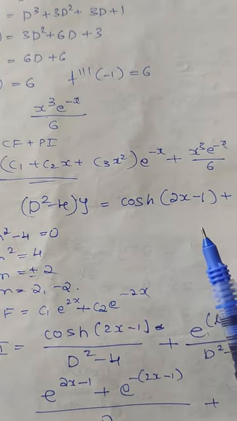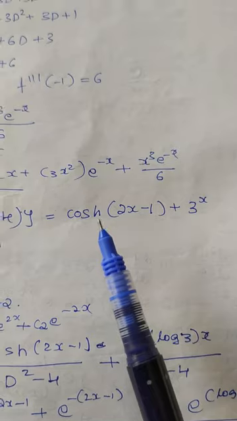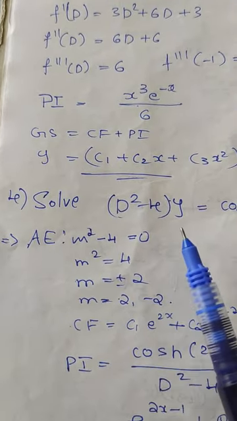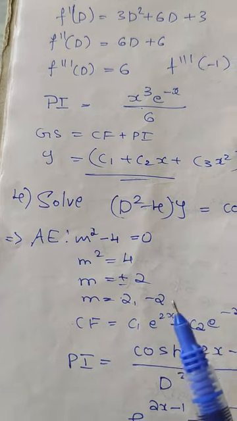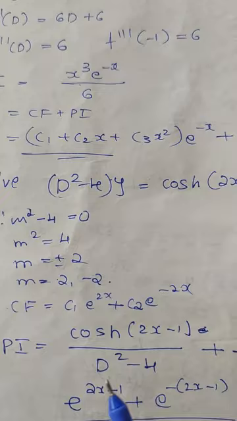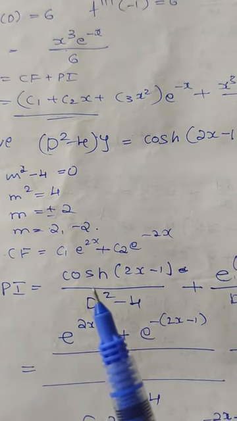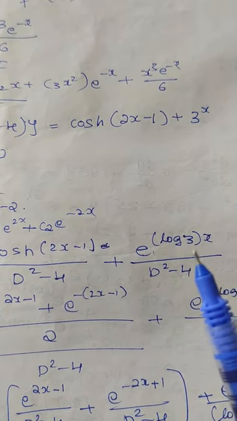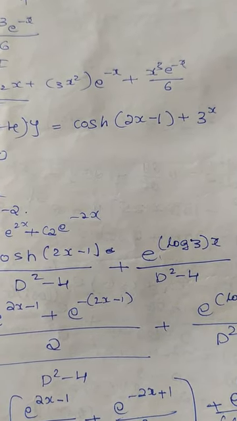Solve the given differential equation. Here RHS is hyperbolic function. Okay. Now m square minus 4 is equal to 0. Find the roots. Plus 2 and minus 2 are the roots. Roots are real and distinct. Write the CF. Now come to the RHS. Cos h 2x minus 1. And second term is 3 power x. That is 3 power x contains e power log 3x.